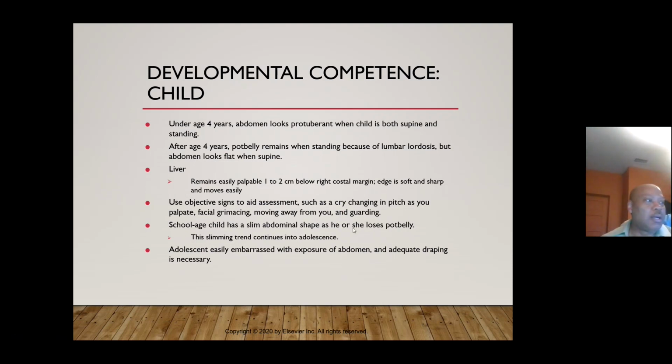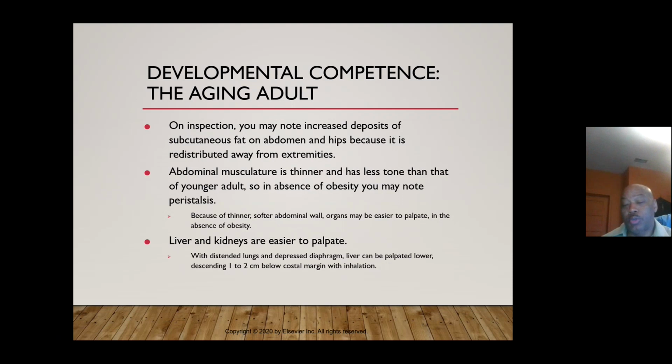And then, of course, we always want to look at our aging adults, which is who you will likely be taking care of most of the time, especially if you work with adults. As far as inspecting, you may note increased deposits of subcutaneous fat on the abdomen and hips because it is redistributed away from the extremities to, again, the abdomen and hips. Abdominal musculature, of course, is now thinner as you get older, and it also has less muscle tone compared to a younger adult.